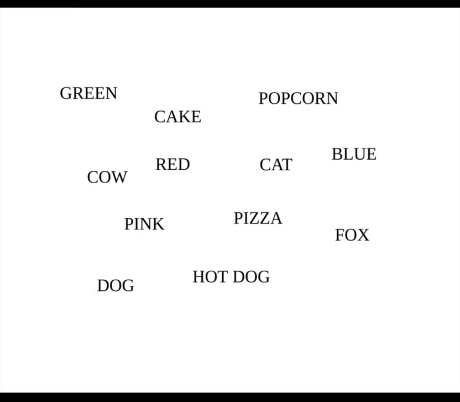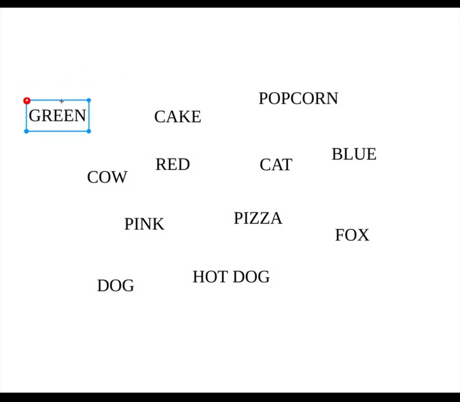Today, I have a list of random words. I have green and cake and popcorn and blue and cat and red and cow and pink and pizza and fox, hot dog and dog. But I see that I can actually separate these into categories because I don't particularly like how they're laid out.